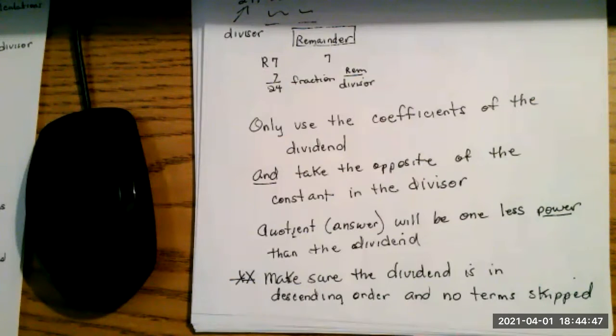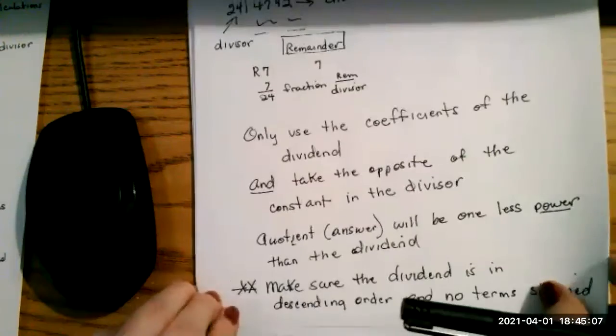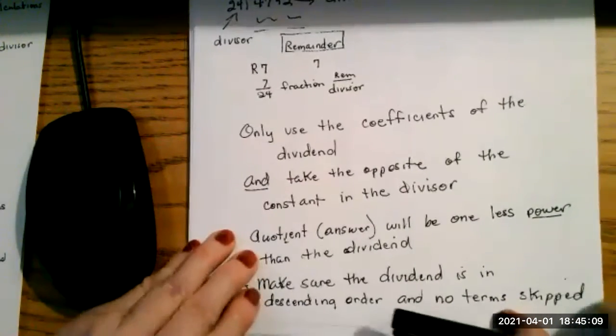So we know that we're only going to use the coefficients of the dividend. We're going to take the opposite of the number that's in the divisor. The answer will be 1 less power than whatever the dividend was. And we're going to make sure the dividend is in descending order and there's no skipped terms before we start it. Okay? Let's see what this looks like.